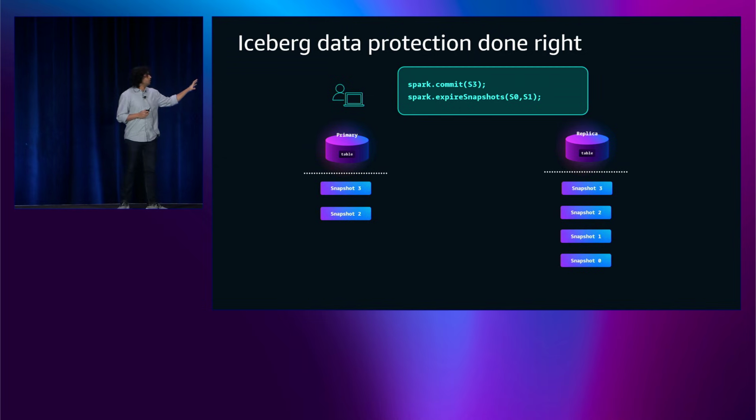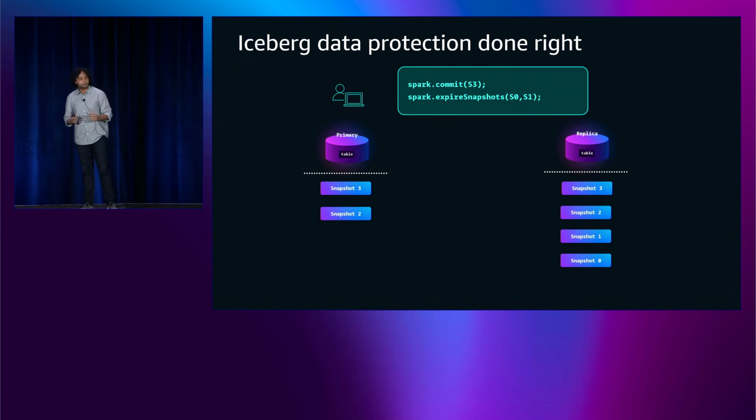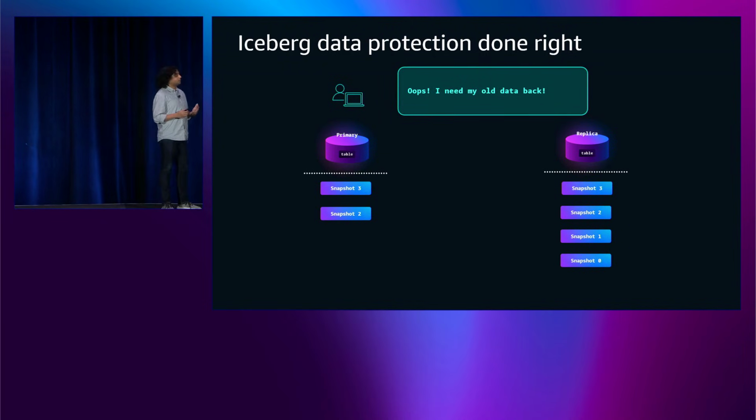And that is because we know that while you expired your snapshots on the source, the replica will have its own independent snapshot expiration policy. Now, how is this helpful? Imagine you run into a scenario where you now need your old data back and you had accidentally run that expire snapshot command. In that case, you can easily have all of your data being read through the replica, and that will help you get back to the state that you were before.